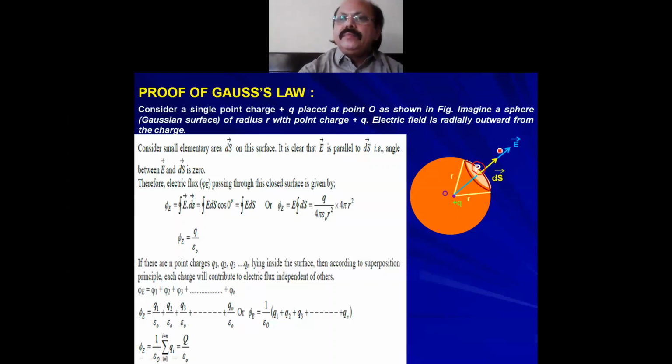Then we take a small area element, that is delta S or ds vector, and the direction of this ds vector is outward. So the angle between E vector and ds vector is 0. You can see here.